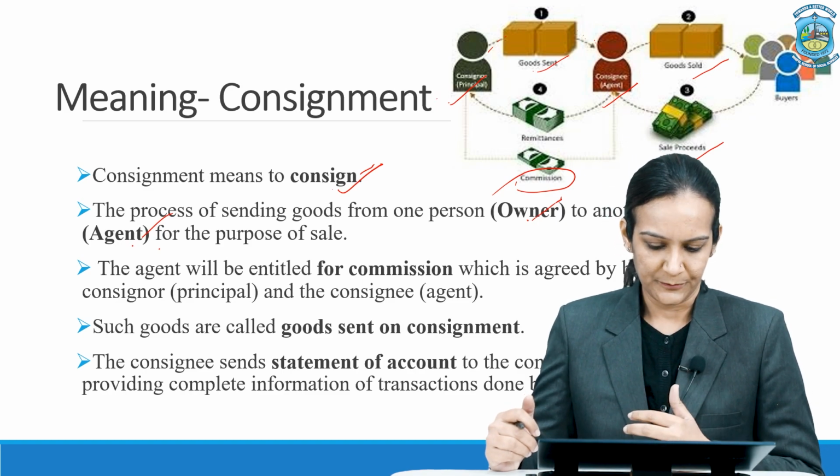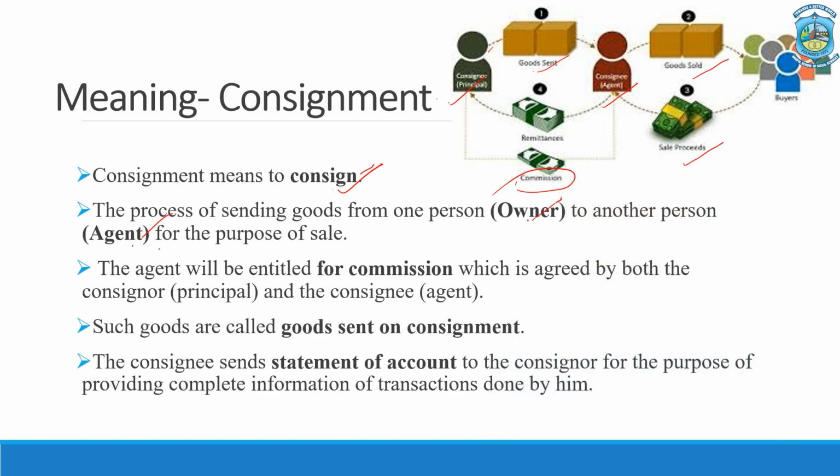Under this arrangement, the goods that are sent for the purpose of sale are known as goods sent on consignment. The consignee prepares a statement known as statement of accounts or statement of sales, and sends it back to the consignor. What does this statement contain? It contains the entire details about the goods being sold by the consignee.